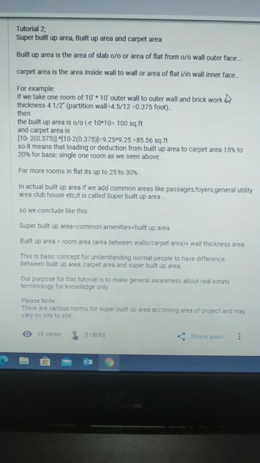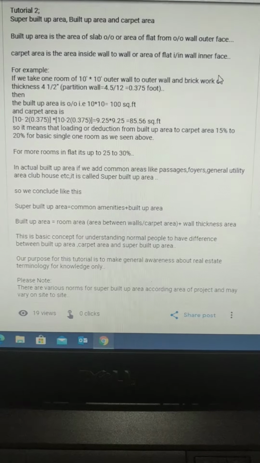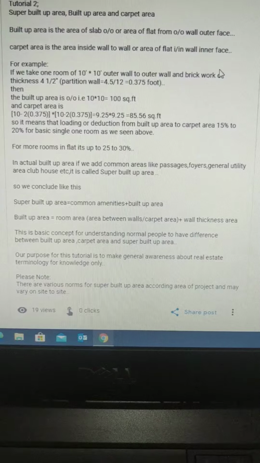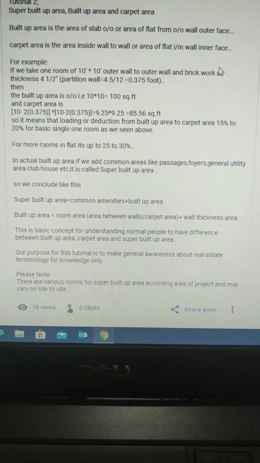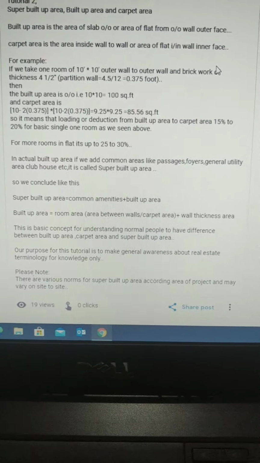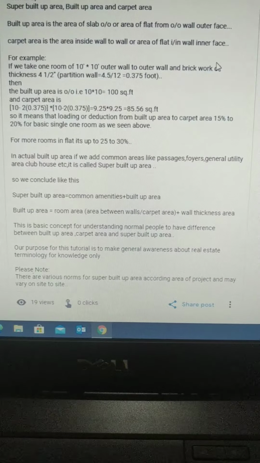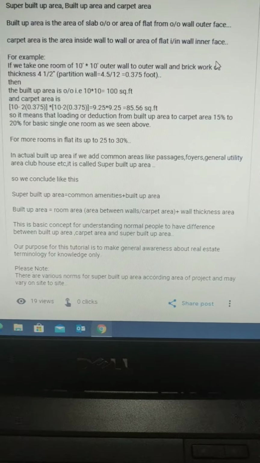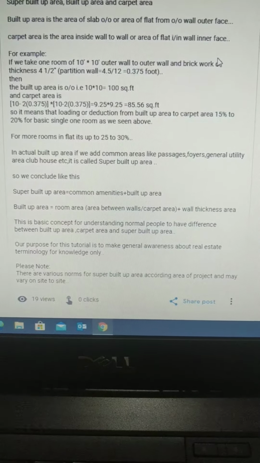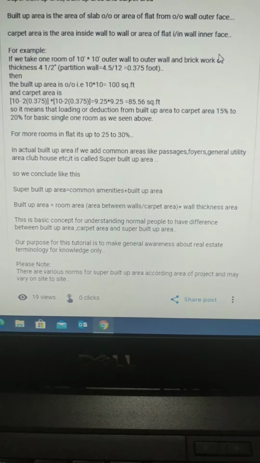As you know, there are three types of area: built up area, super built up area, and carpet area. Built up area is the area of the slab out to out, or the area of the flat from the outer face of the wall. It means it is calculated out to out of the slab area. Carpet area is the area inside, wall to wall, that is the area between two walls, the area on which we can lay our carpet. In normal terms we can say it like that.